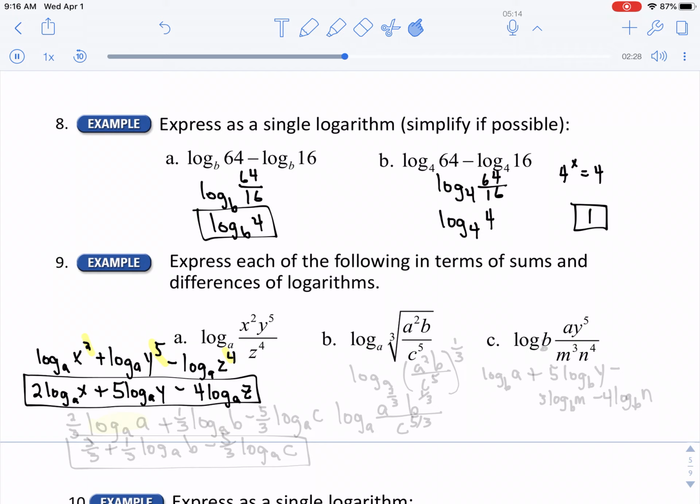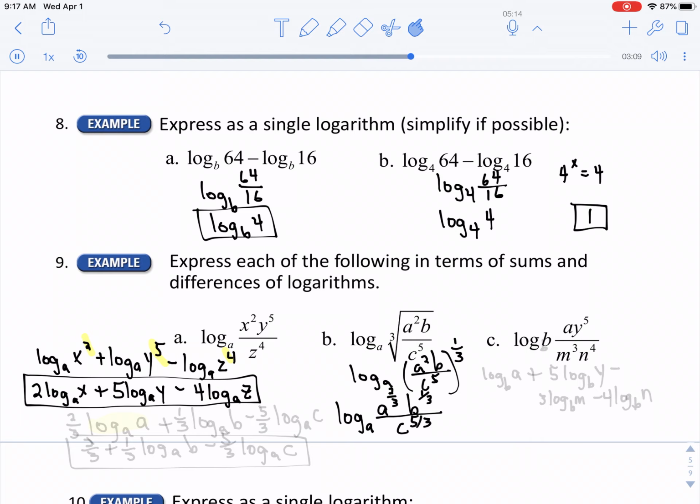All right, let's look at problem B. For problem B, we're going to first of all get rid of that cube root and rewrite that as the 1/3 power. So log base a of a squared b over c to the fifth, to the 1/3 power. Now I'm going to put that 1/3 into the problem, so I get log base a of a. When I multiply 2 times 1/3, I get to the 2/3 power, and then b is to the 1/3 power, and then c is to the 5/3 power.